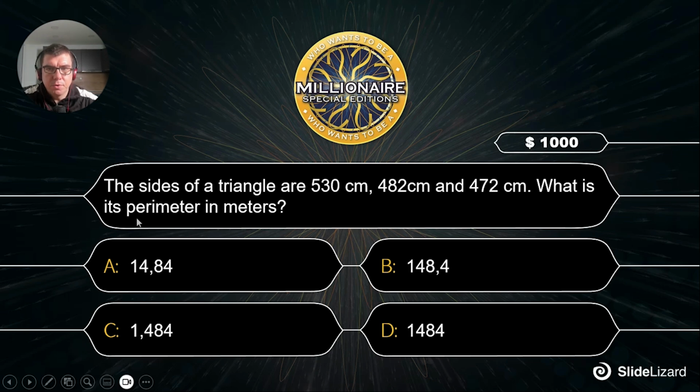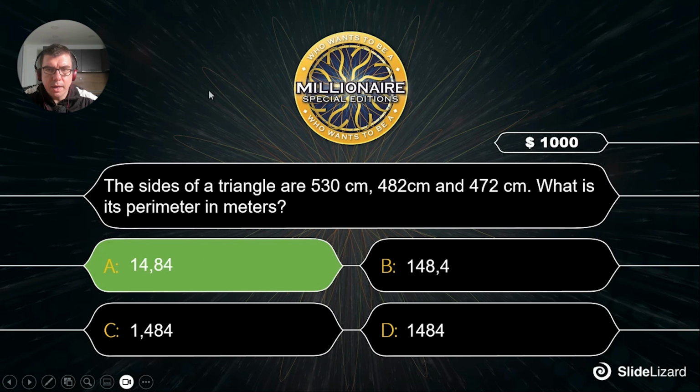Okay, did you find A? A is correct. If you sum up the sides, you'll get 1484 centimeters, but as you know, one meter has 100 centimeters, so you have to divide by 100 and you get 14.84. Okay.